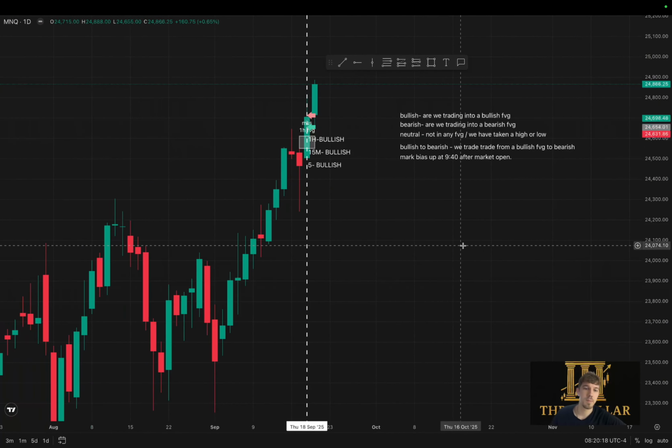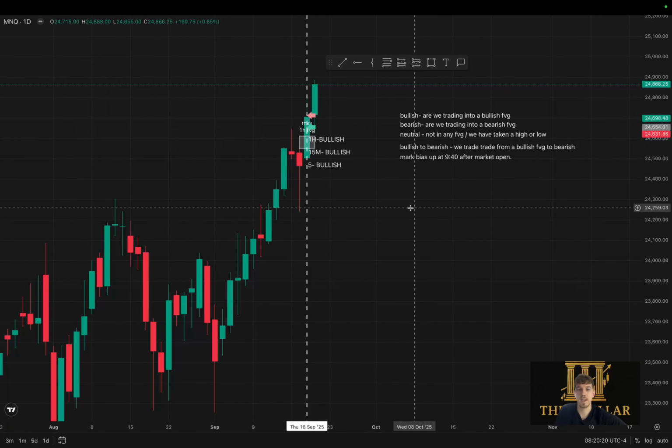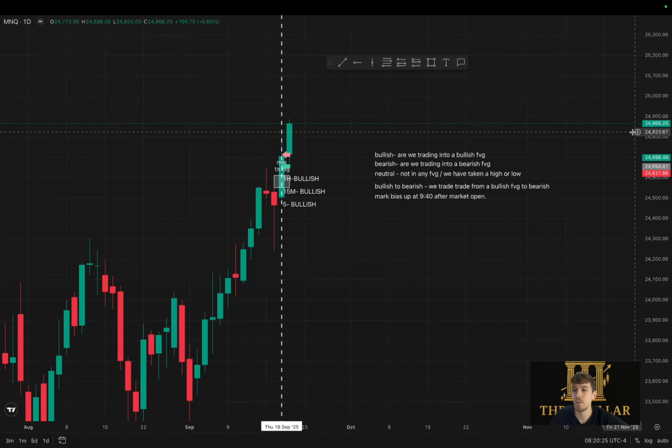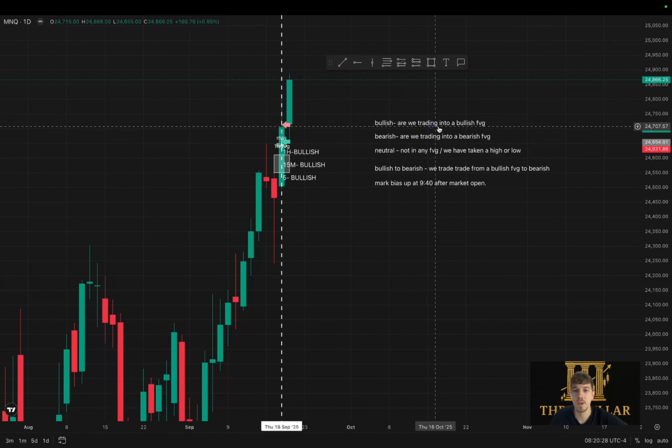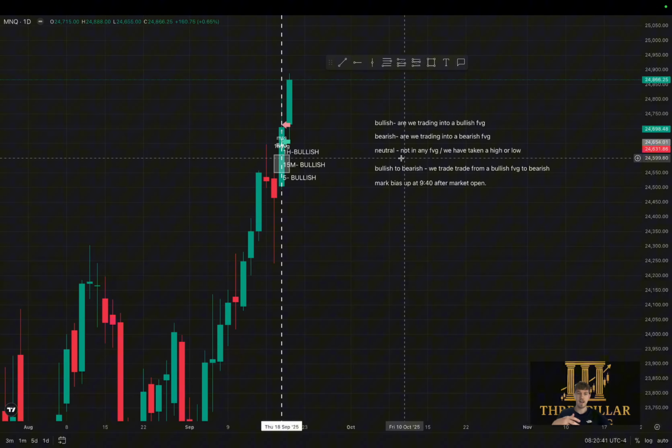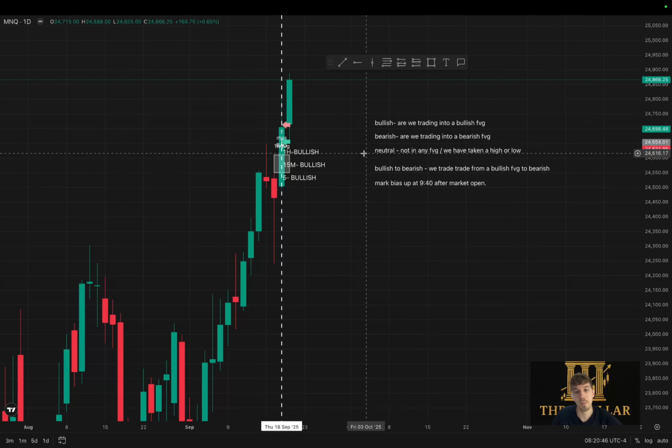Now that I've taken you through that example of when we look to take an entry and wait until after market open, we'll have a recap on what we're looking for. For us to be bullish, we trade into a bullish fair value gap. Bearish, we trade into a bearish fair value gap. For a neutral bias, we're not in any fair value gap whatsoever, and we have taken a low or a high from a fair value gap, meaning that we're neutral. We've completed the objective of that fair value gap. For us to go bullish to bearish, we trade from a bullish fair value gap into a bearish one.